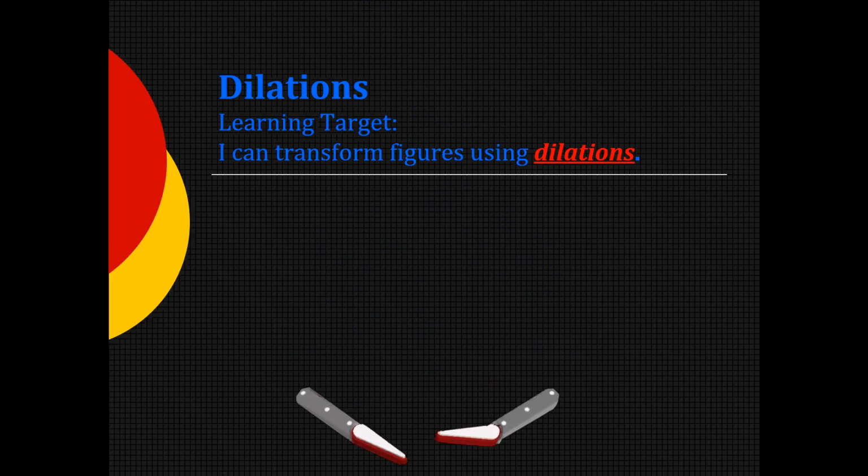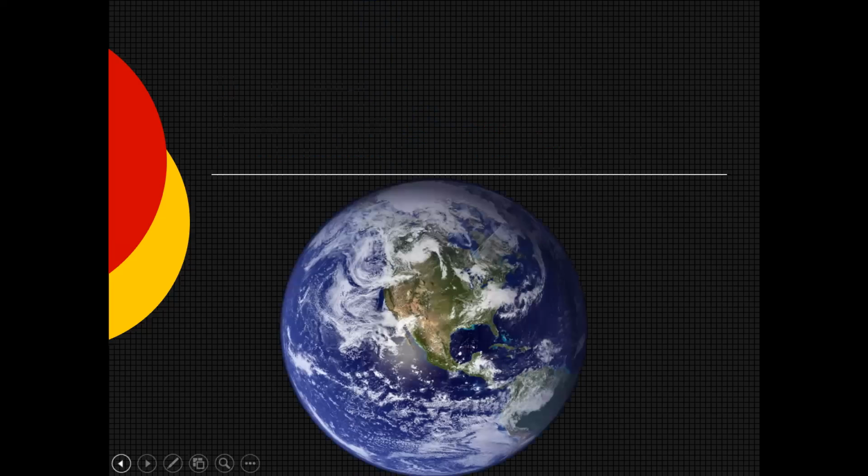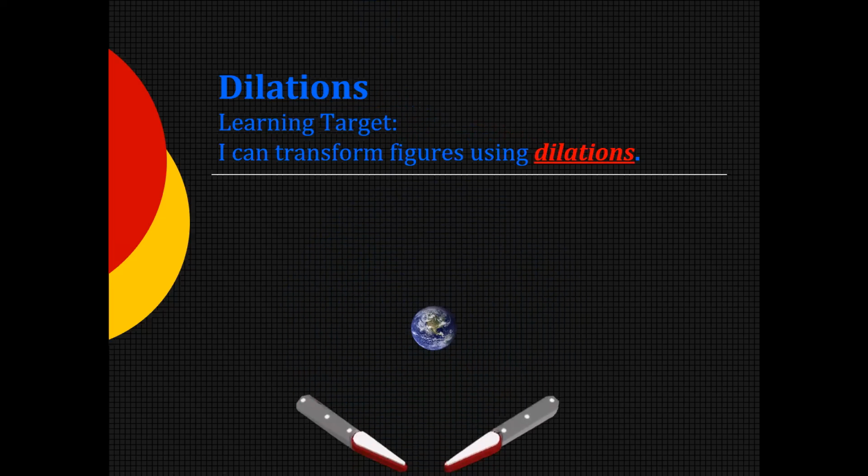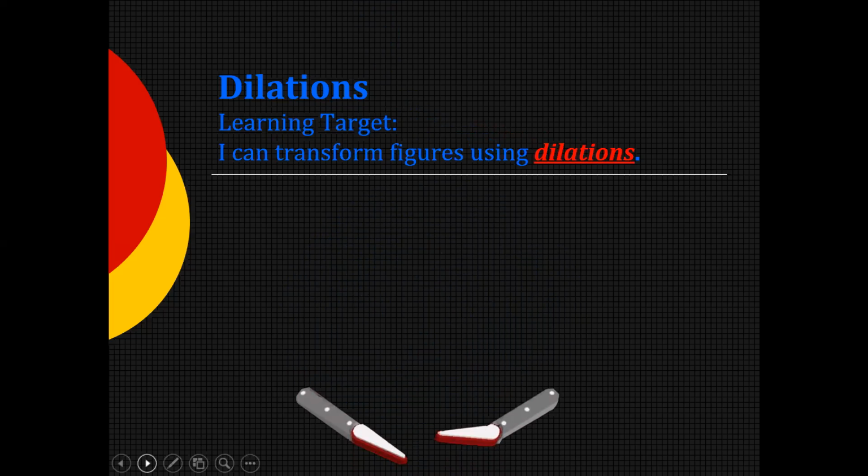What just happened there? Can anyone describe to me what just happened? Let's do that again. The globe shrank. Yes, it shrunk. That's what happened. That's a reduction. Right, so that was a reduction that just happened here. Okay, very good. So everyone, your responses were correct.